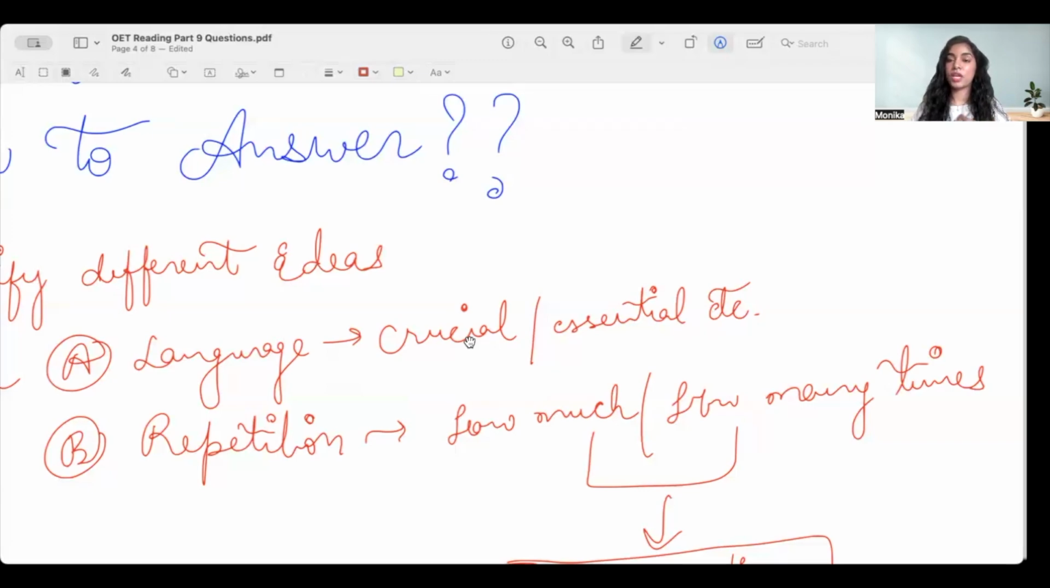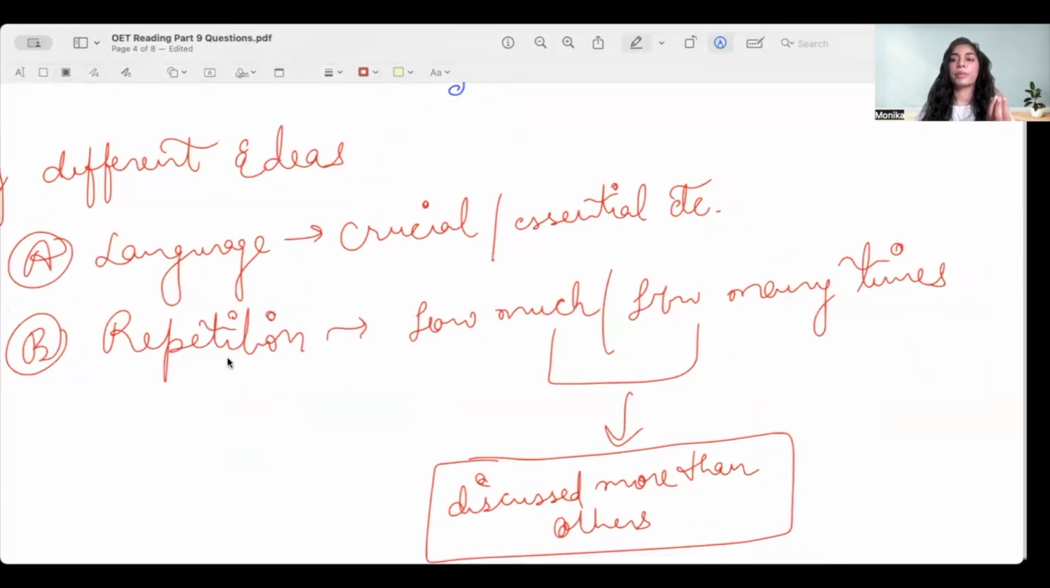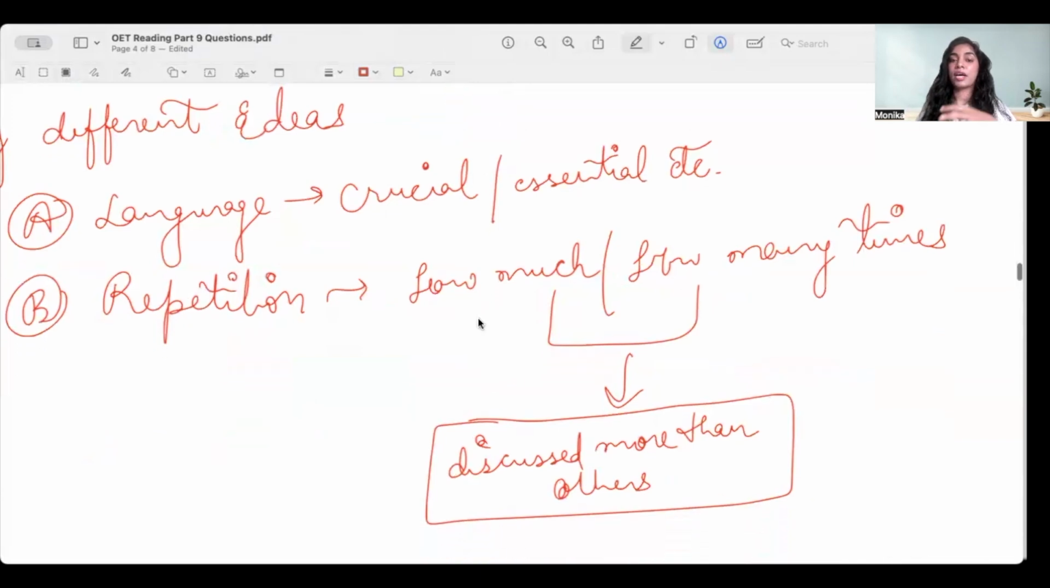In our case, I will mention that idea, that point of view, that specific thing more than all the other ideas, all the other things that are being discussed in the paragraph. So I am essentially going to be looking for repetition. That repetition can be in 2 forms. It can be either how much or how many times.